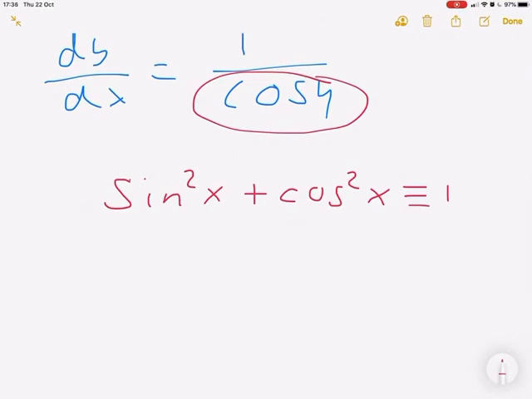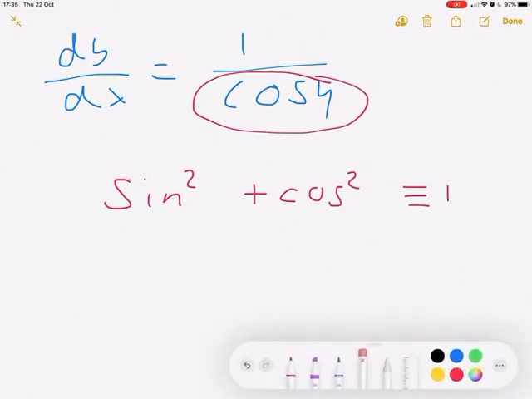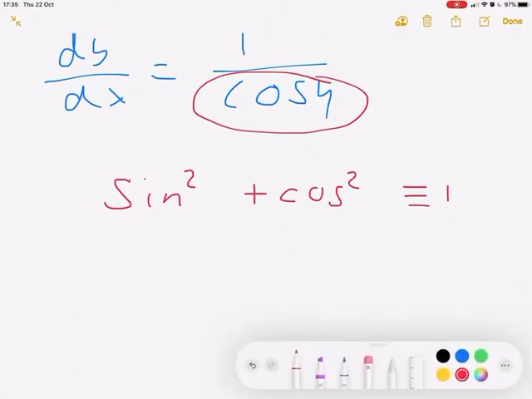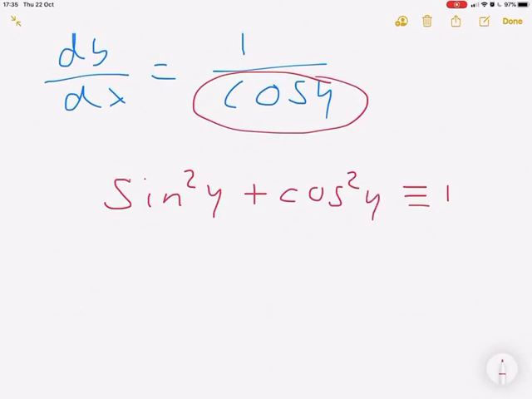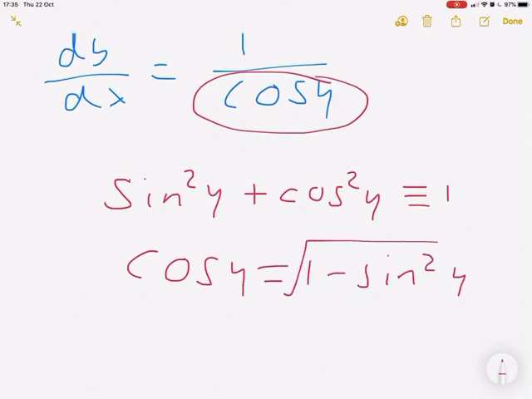So here, obviously, we're dealing with y's, so let's just get rid of these x's. I could put theta there, I could put delta, I could put phi, it doesn't really matter. But in this case, obviously, we are dealing with y, so let's just use y. Now, rearranging for this, now I want to make cos y the subject, so taking everything to one side, taking the sine squared y to the other side and square rooting gives me my answer. Okay, so it's 1 minus sine squared y square rooted.